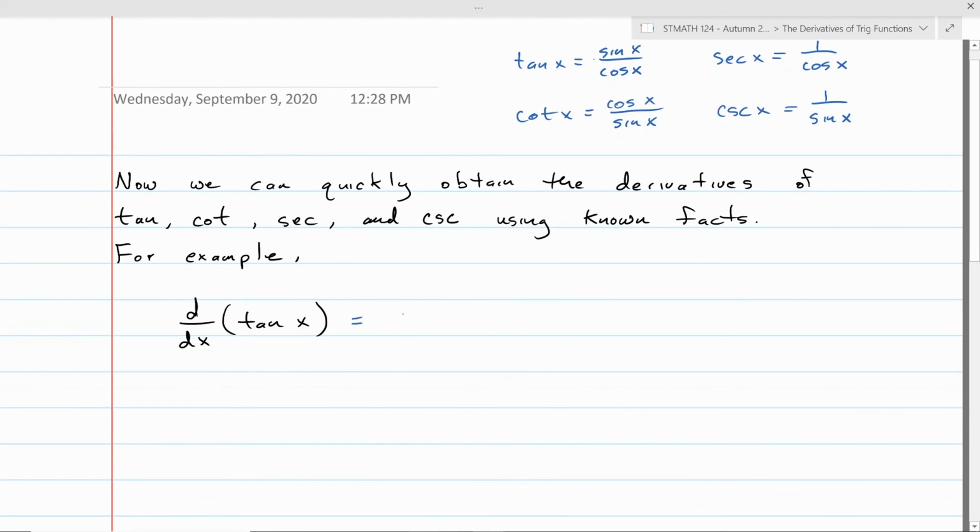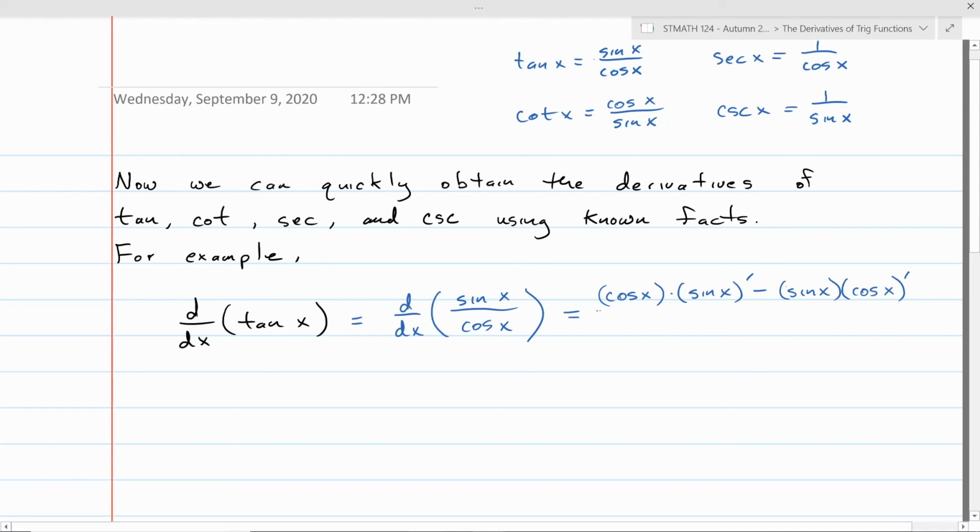Well, it's the same as doing the derivative of sine of x over cosine of x. And then I can use the quotient rule. So that would be, okay, you multiply times the denominator times the derivative of the numerator. Then you do a minus. Then you leave the numerator alone and multiply times the derivative of the denominator. And then you divide by the denominator squared, which we write as cosine squared of x like that.